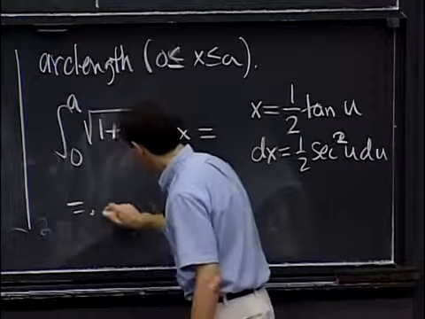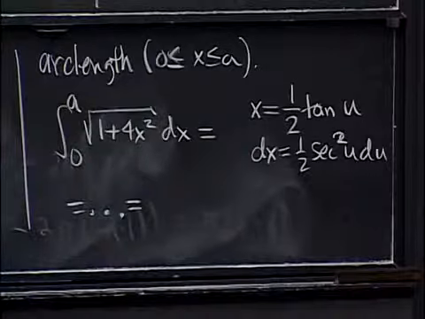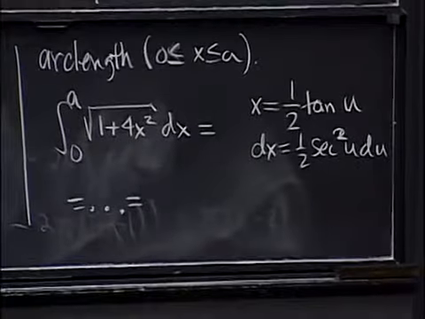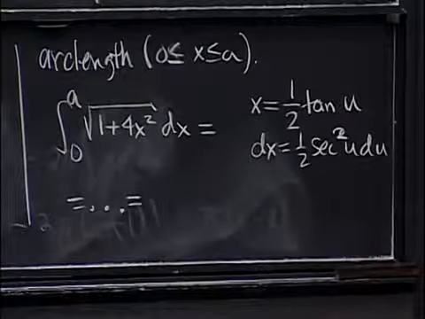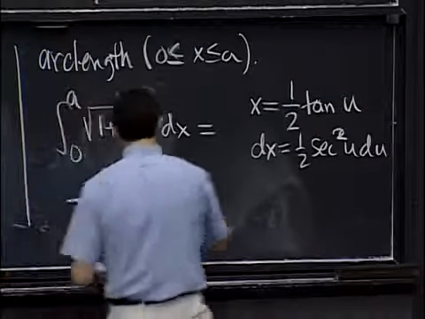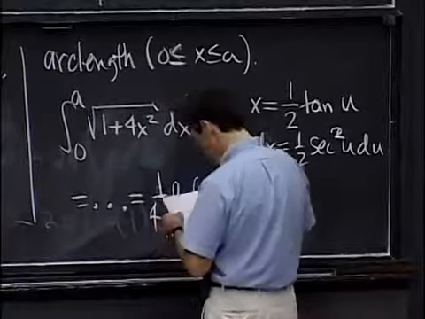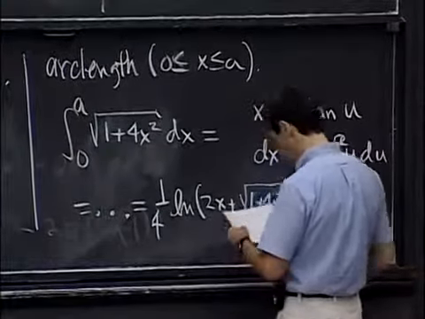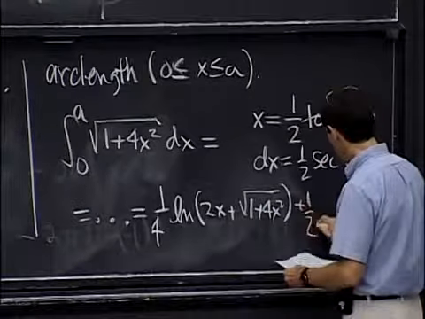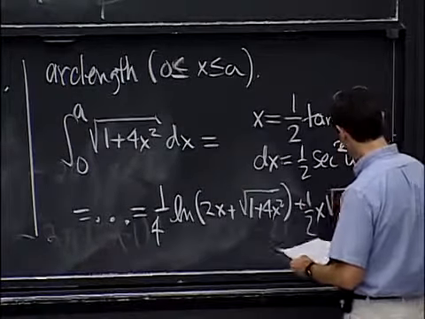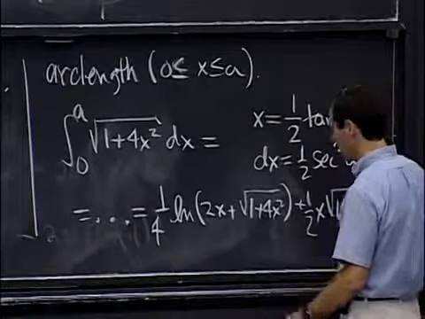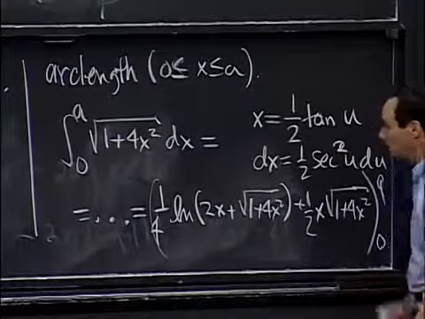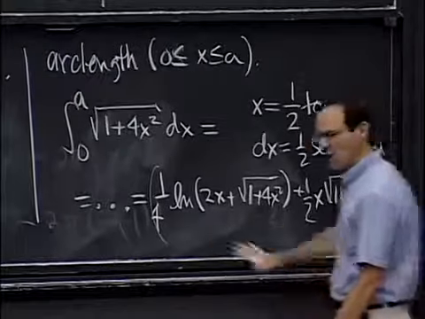So what happens if you do this? I'll write down the answer, but I'm not going to carry this out because every one of these is horrendous. But I think I worked it out. Let's see if I'm lucky. Oh, yeah. I think this is what it is. It's a quarter natural log of 2x plus square root of 1 plus 4x squared, plus a half x times square root of 1 plus 4x squared, evaluated at a and 0. Yeah. So, yich. I mean, you know.